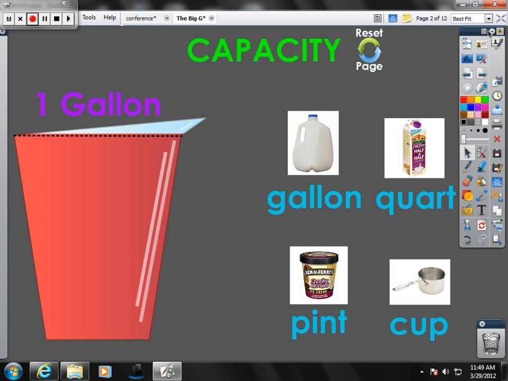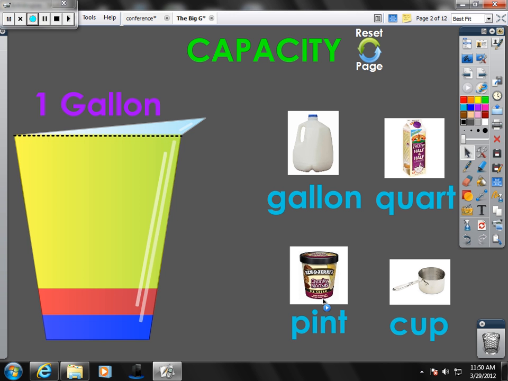So if there are 4 quarts in every gallon, the next size down that I have is a pint. I'd like to know how many pints are there in 1 quart. So let's drop this back down to 1 quart. So there's my 1 quart. And now I can look at how many pints are in that 1 quart. So as we click on the pint of Ben & Jerry's ice cream, we're going to fill up just the red section for now. So there's 1 pint, and there are 2 pints in every quart.